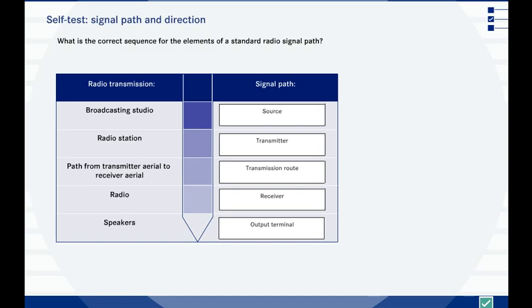Very good, that's the right order. The signal path begins at the source, runs from the transmitter via the transmission route to the receiver, and ends at the output terminal, where the signal is reproduced.